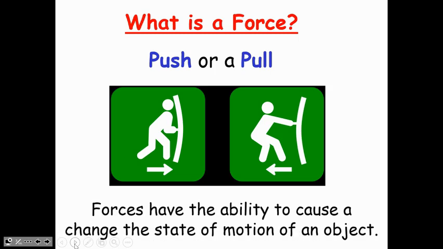In either case, a push or a pull has the ability to cause a change in the state of motion of an object. Now, a force will not always cause the change in the state of motion of an object, but it has the ability to. An important difference to make note of.